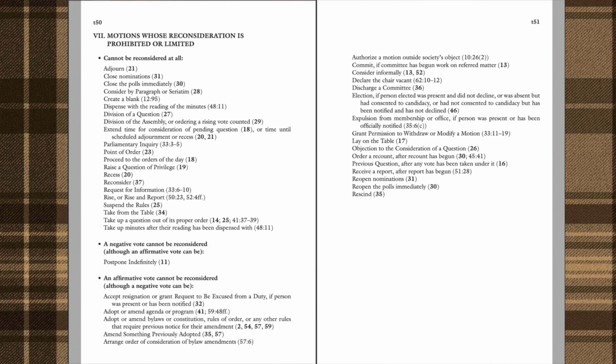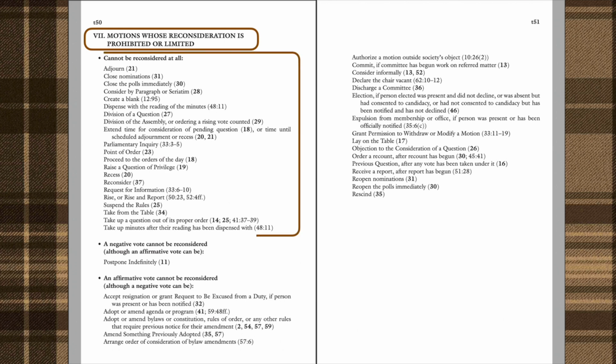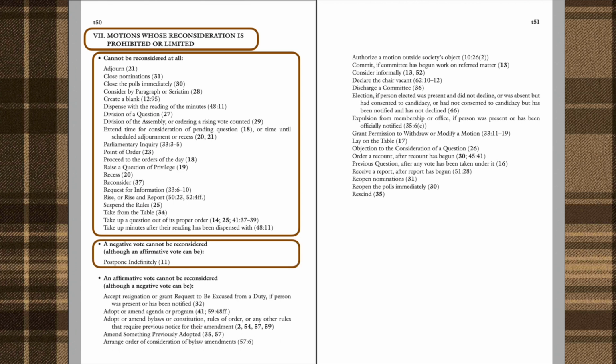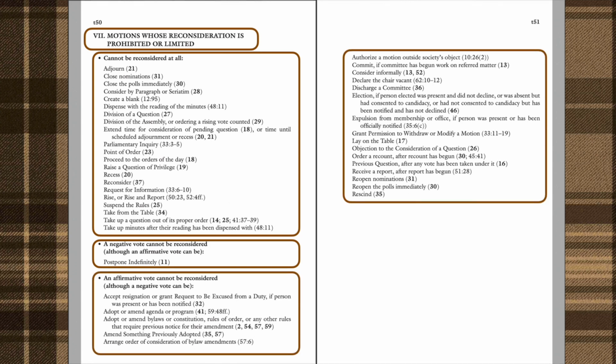Another handy resource that we have for quickly gaining information about which motions can be reconsidered is located in the back of the tinted pages, at pages T50 and T51. Here we see several lists of motions whose consideration is prohibited or limited. First, there's a list of motions that cannot be reconsidered at all. Then, and I don't know if it can be called a list because it only contains one entry, but here we see the motion for which a negative vote cannot be reconsidered, although an affirmative vote can be, which of course is the motion to postpone indefinitely, as we just saw. Then there's a list of motions for which an affirmative vote cannot be reconsidered, although a negative vote can be.